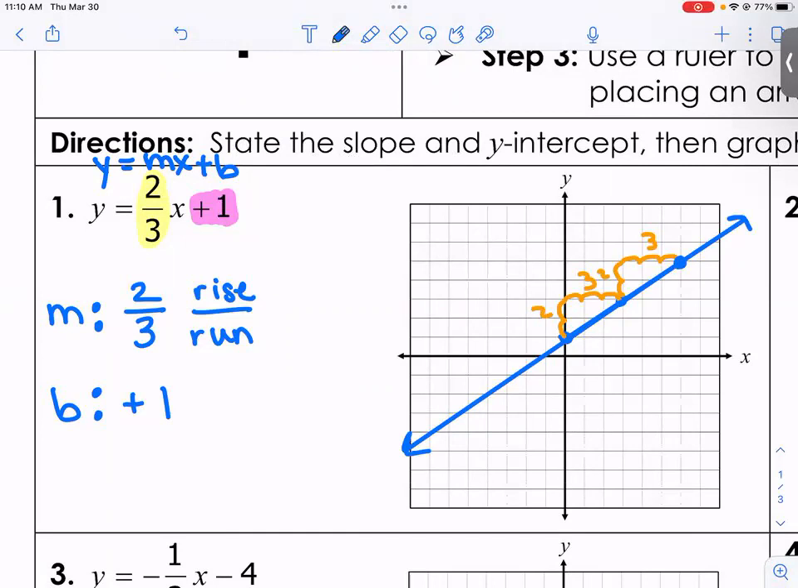If your points aren't lining up with your ruler, something's wrong. Okay.